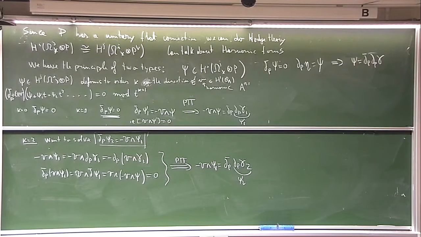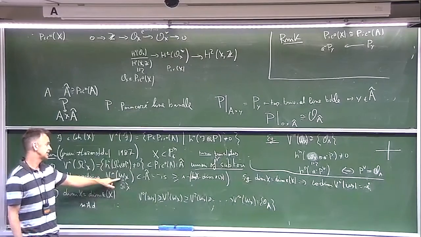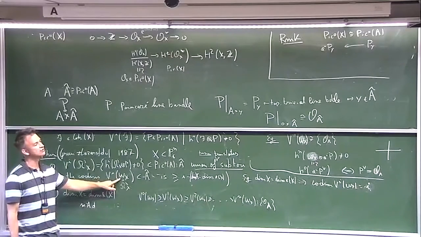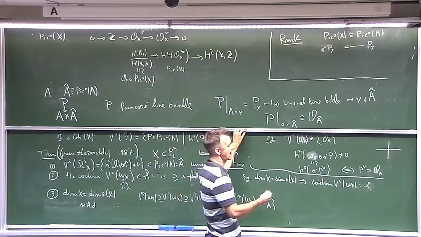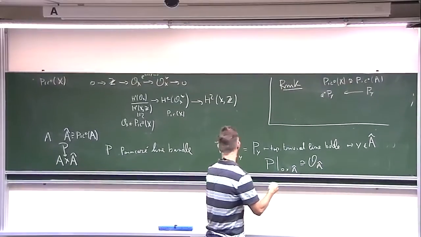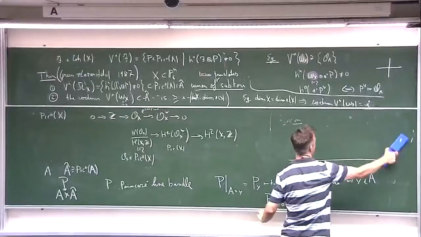Okay, so let me. You notice that the next statements are just about omega x. So it's slightly easier to deal with omega x. You don't actually need the principle of two types because what kind of nice things happen when you're talking about cohomology of omega x.